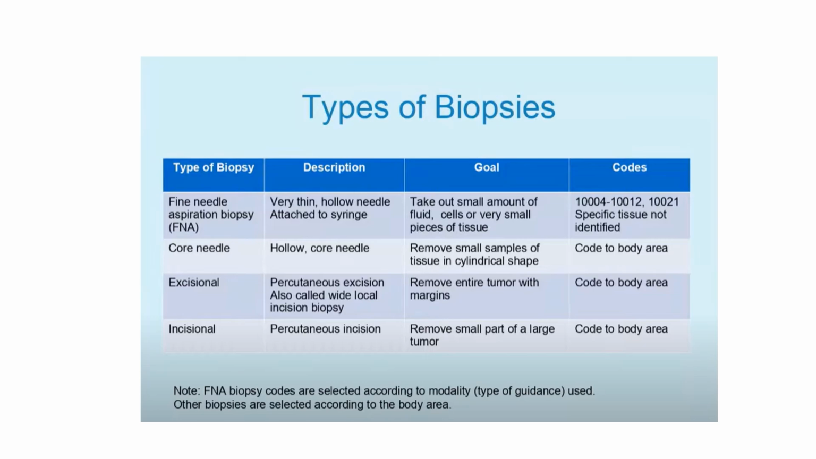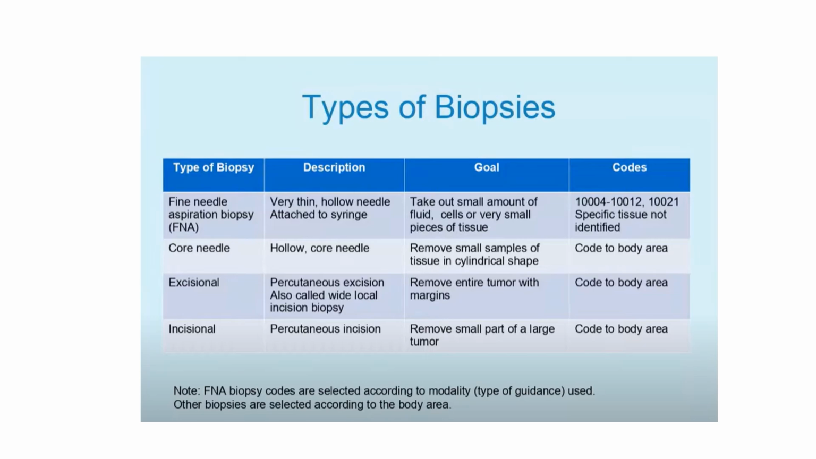So, types of biopsy: description, goal, codes. In FNA, the description is a very thin, hollow needle attached to a syringe. So what will it do? It takes out a small amount of fluid or cells or a very small piece of tissue. Okay. So core needle, it's a hollow core needle. It removes small samples of tissue in a cylindrical shape.